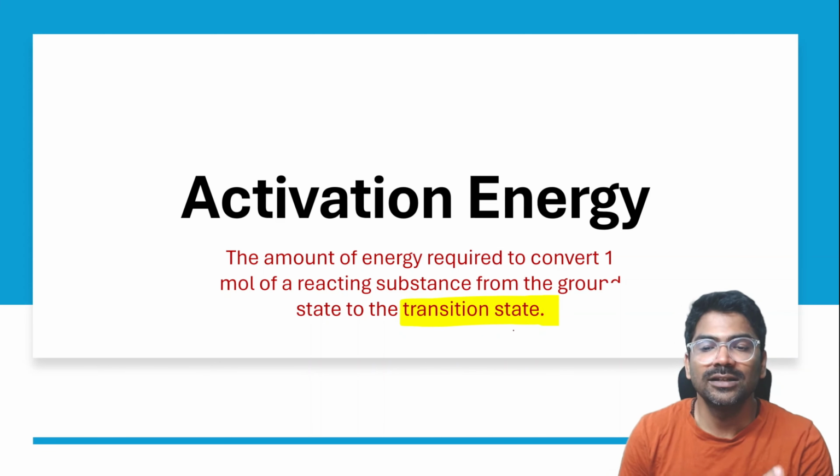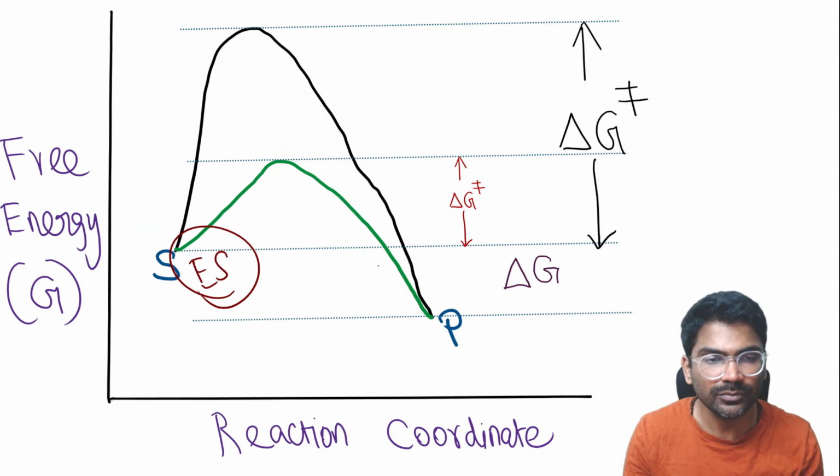So how is lowering of activation energy possible? That is possible because enzyme binds to substrate, right? So there is formation of enzyme substrate complex. During this binding, energy is released. This energy is responsible for lowering of activation energy.